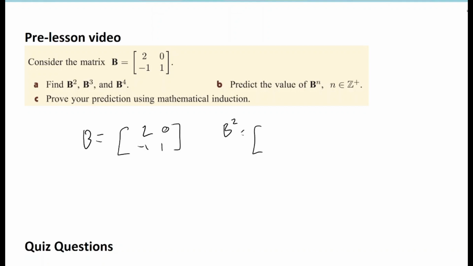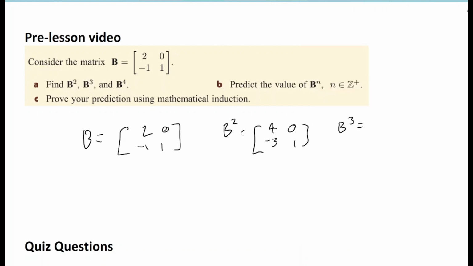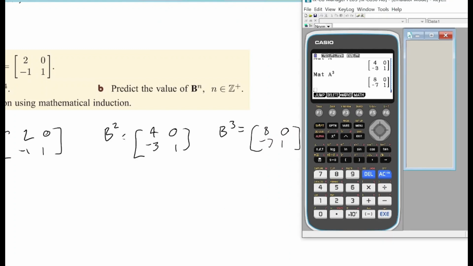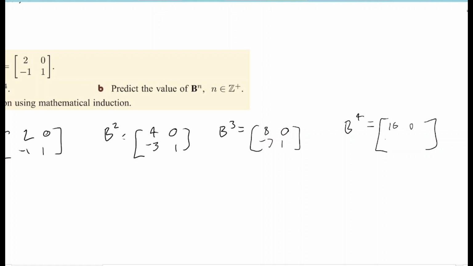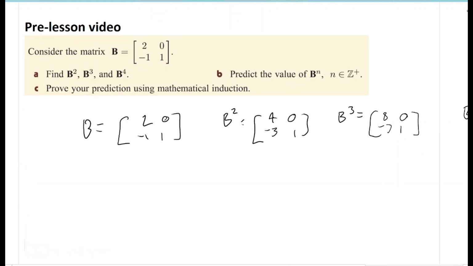B squared is [4, 0; -3, 1]. B cubed is shift matrix A cubed: [8, 0; -7, 1]. And B to the 4, shift matrix alpha A to the power of 4: [16, 0; -15, 1]. All right, so those are all the matrices there, essentially.